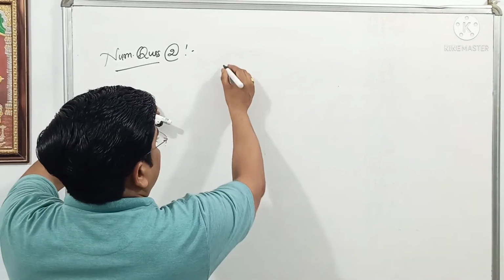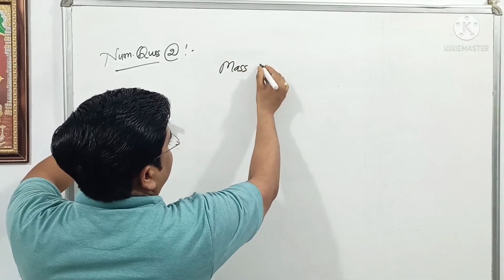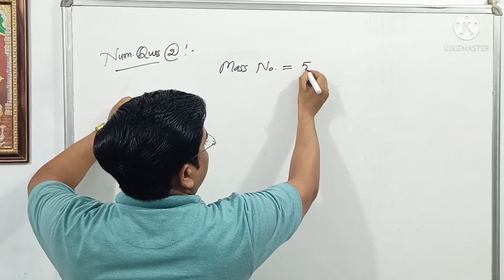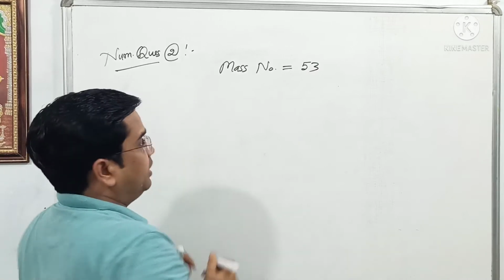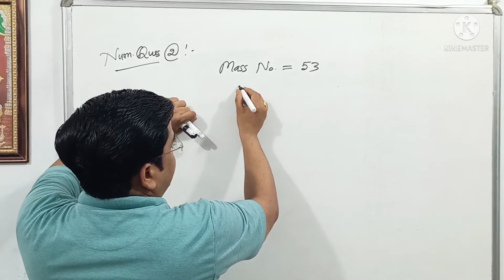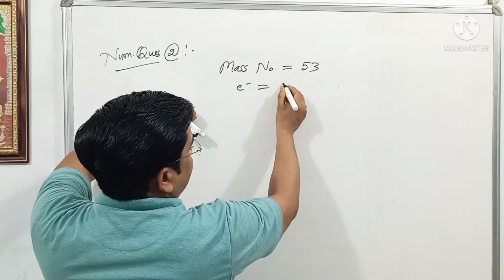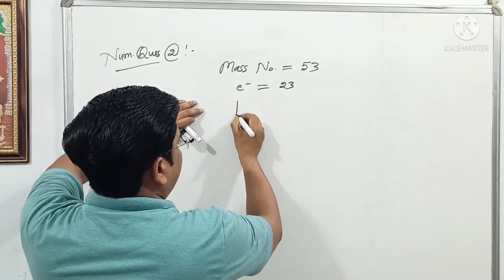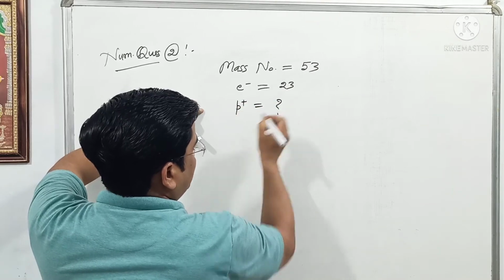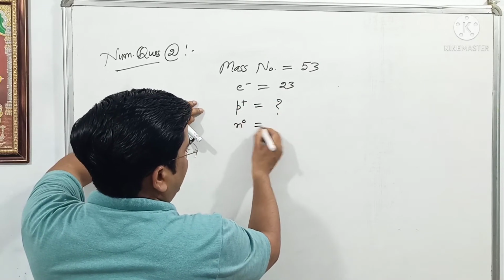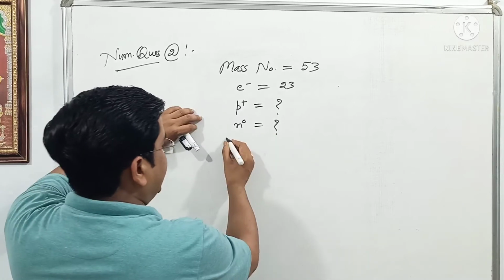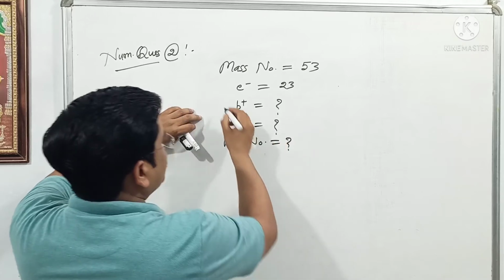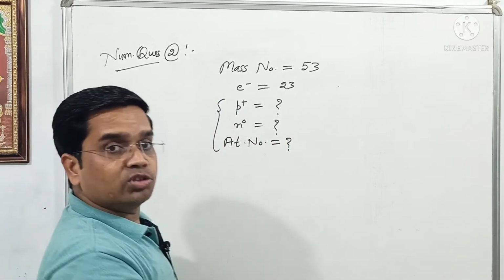Suppose for a moment, mass number of an element is given, suppose this is given 53. Okay friends, and number of electrons is given 23. Suppose for a moment, then what will be the number of protons? You have to find out. What will be the number of neutrons? You have to find out. And what will be the atomic number? You have to find out. Means two things are given and you have to find out three things.